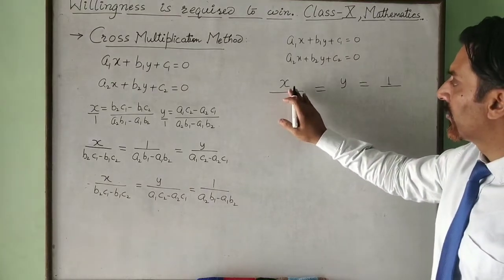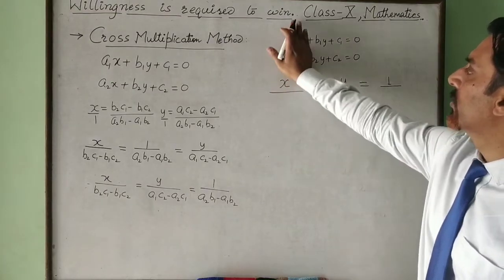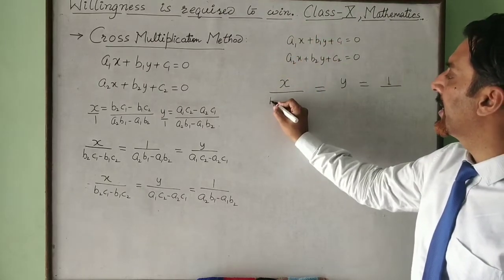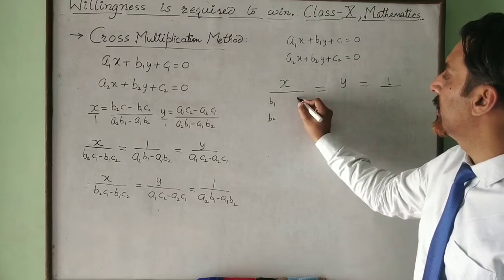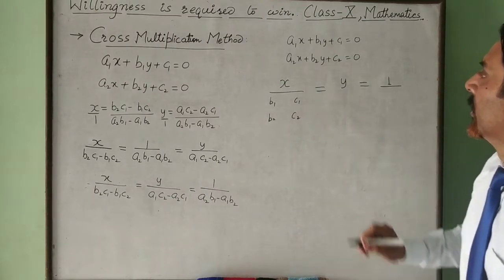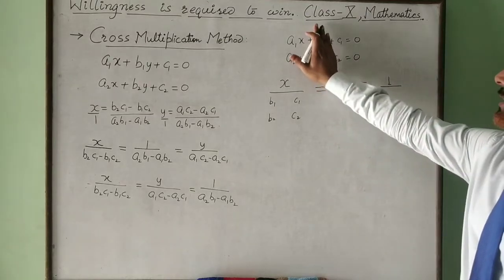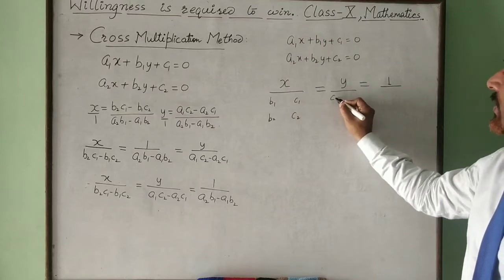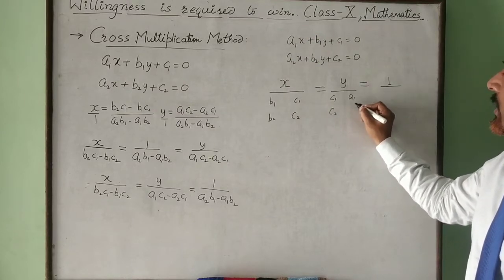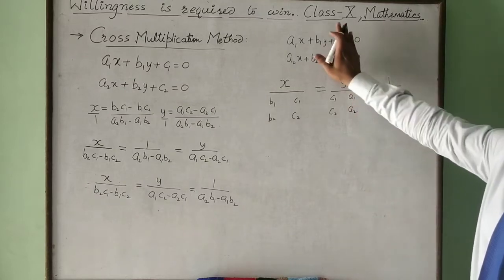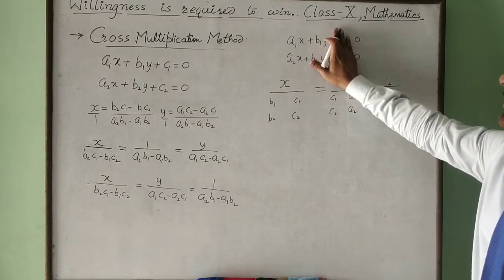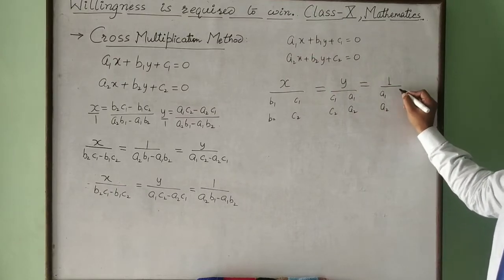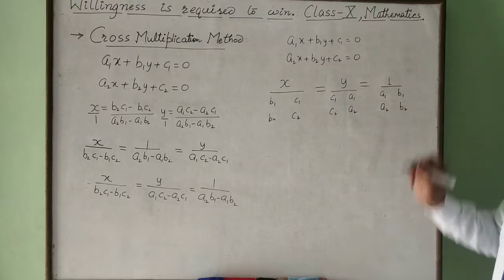Now when I'll write the denominator of x, I'll just hide this x and the remaining coefficients I'll be writing b1 b2 and c1 c2. Now when I'll be writing y, I'll be hiding the coefficients of terms of y and then writing the coefficients. I'll be having c1 c2 and then a1 a2. And when I'll be writing this constant, I'll hide the constants and in the cyclic order I'll move and I'll write the coefficients a1 a2 b1 b2.